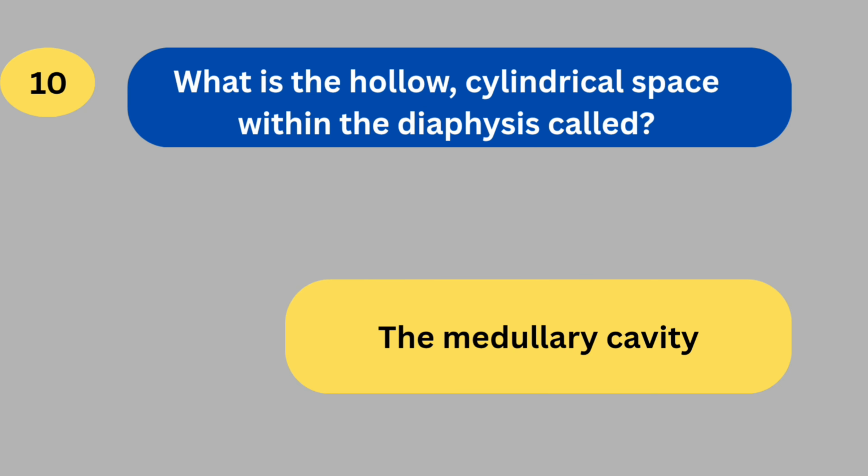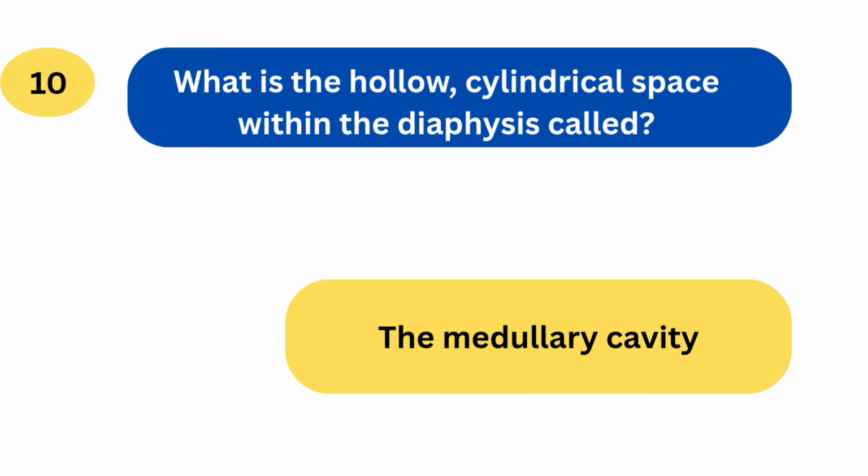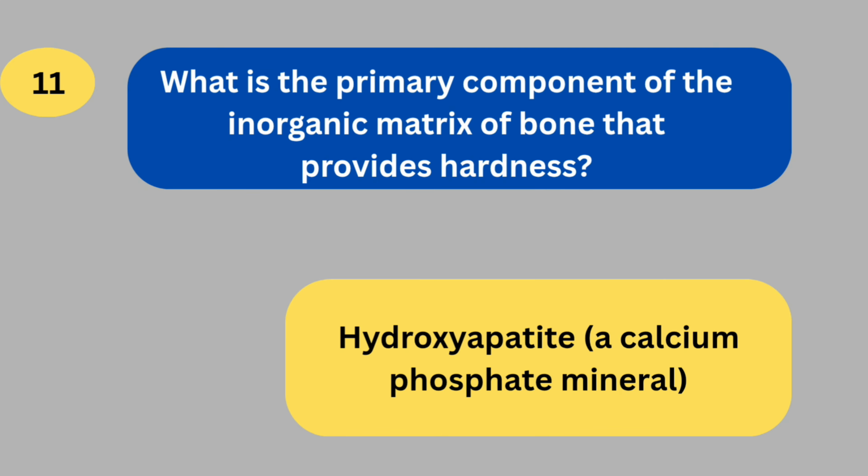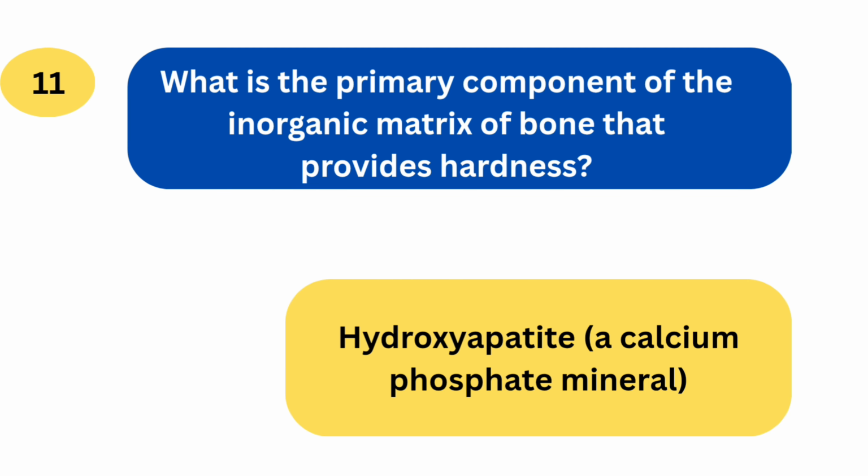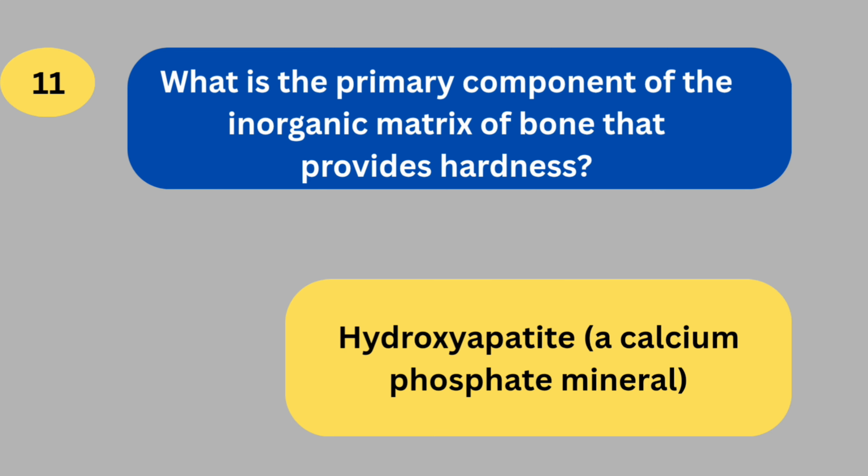What is the hollow, cylindrical space within the diaphysis called? Answer. The medullary cavity. Next question. What is the primary component of the inorganic matrix of bone that provides hardness? Answer. Hydroxyapatite, a calcium phosphate mineral.